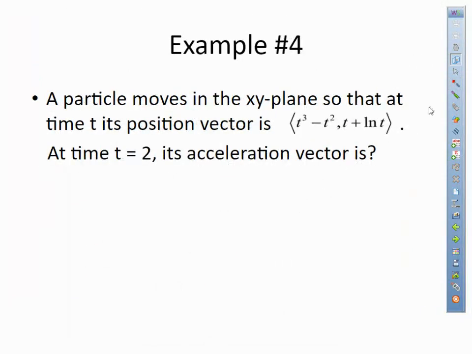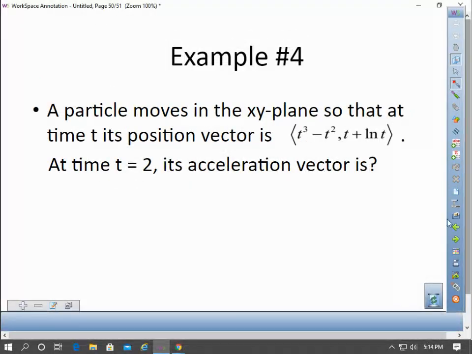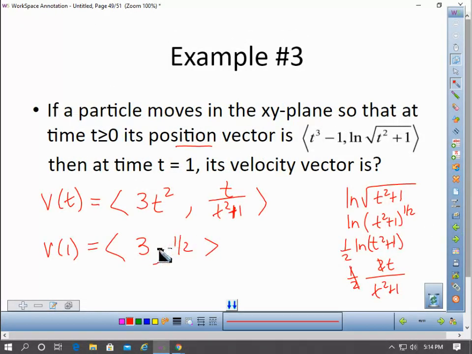If I was to graph this, this would be a vector that starts at the origin and goes to the point 3 comma 1/2. That's the velocity. It tells you the direction you're going and all that.